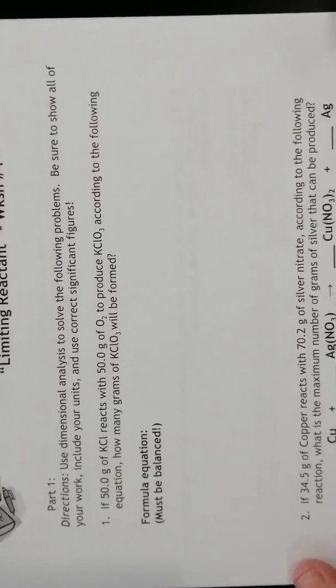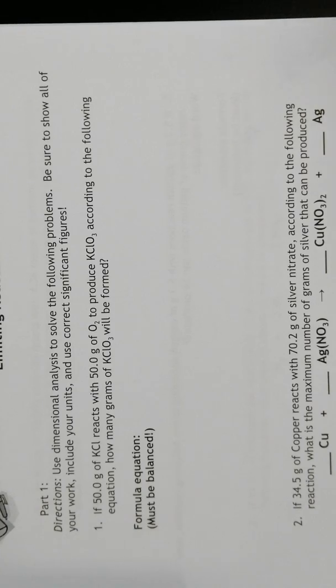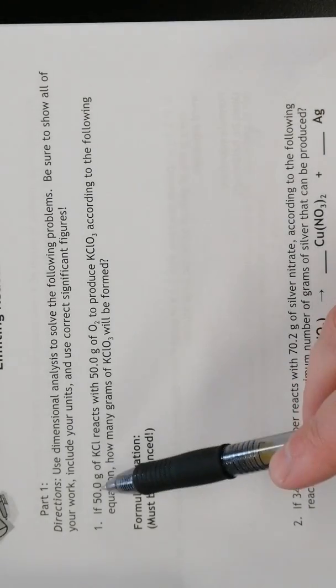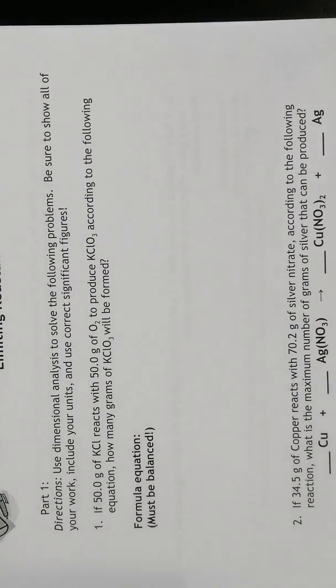So let's do a couple of different ones so you can see a variety. I'm not going to do them all because you need to hand this in, but hopefully this helps you out. Our first example is: if 50 grams of potassium chloride reacts with 50 grams of diatomic oxygen gas to produce potassium chlorate according to the following equation, how many grams of potassium chlorate will be formed?